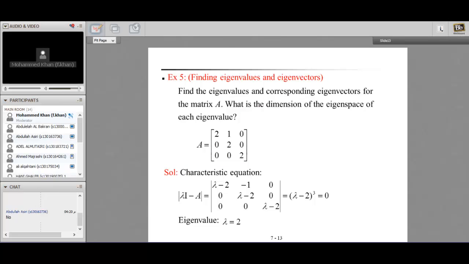It says to find the eigenvalues and corresponding eigenvectors for the matrix A. What is the dimension of the eigenspace of each eigenvalue? A 3 by 3 matrix is given. First of all, we have to find the characteristic equation and then find the eigenvalues of the matrix. The characteristic equation of the matrix will be |λI − A| = 0.